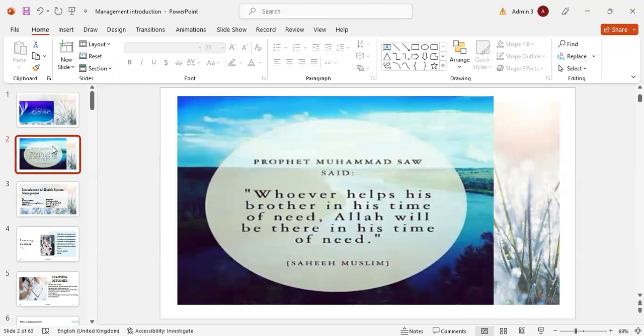Hadith of the day. Prophet Muhammad sallallahu alaihi wasallam said, "Whoever helps his brother in the time of need, Allah will be there in his time of need."